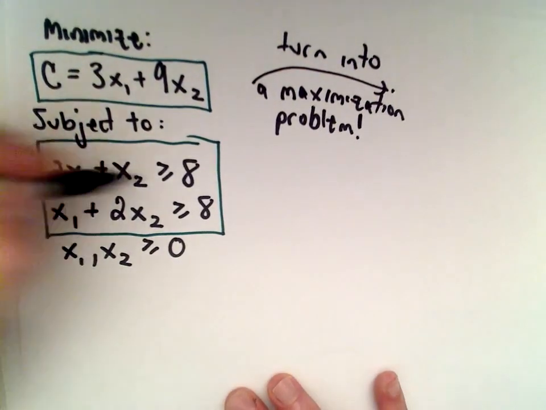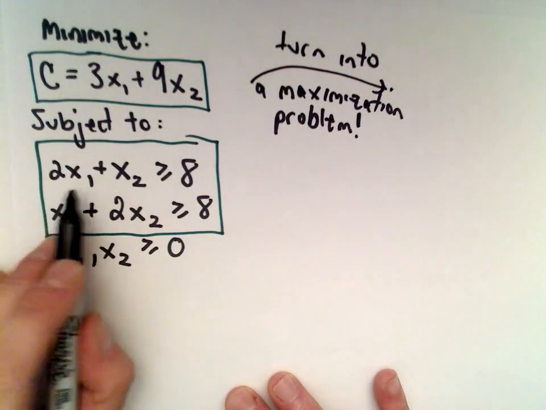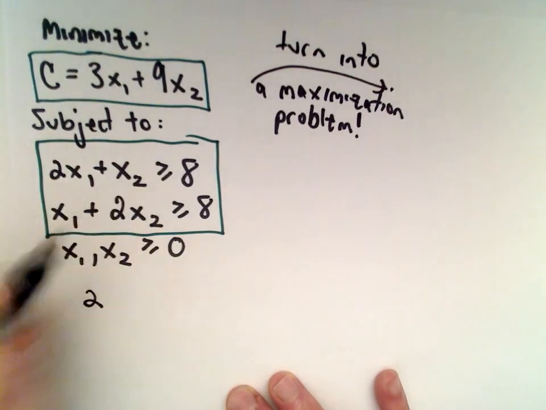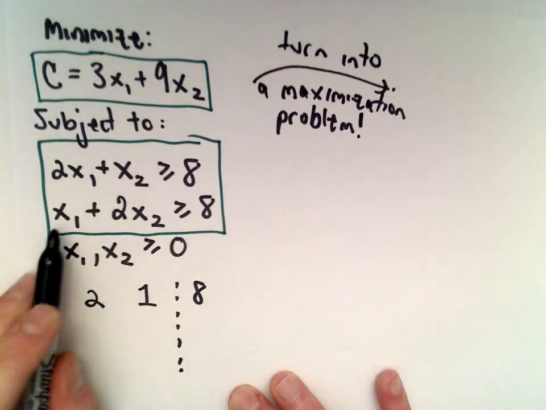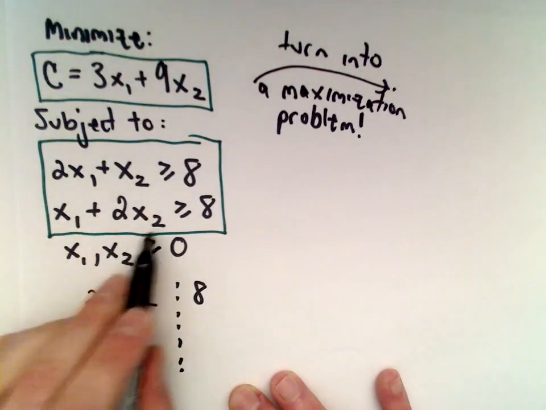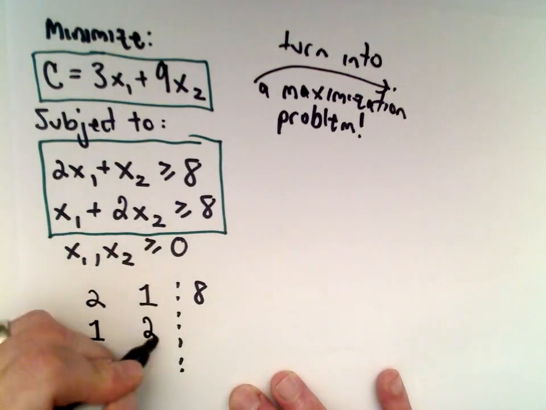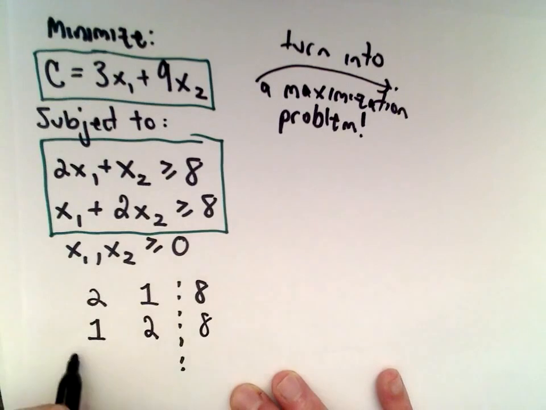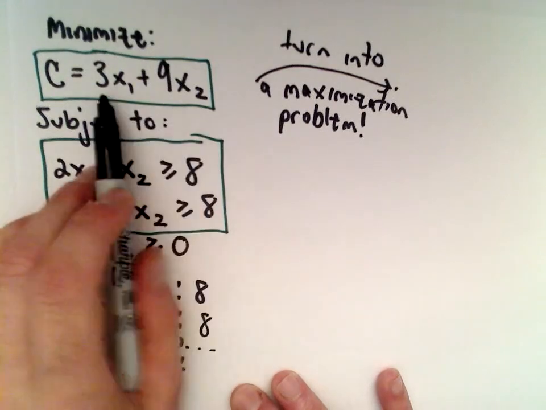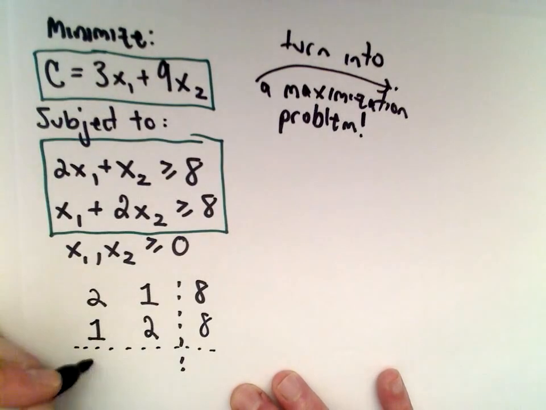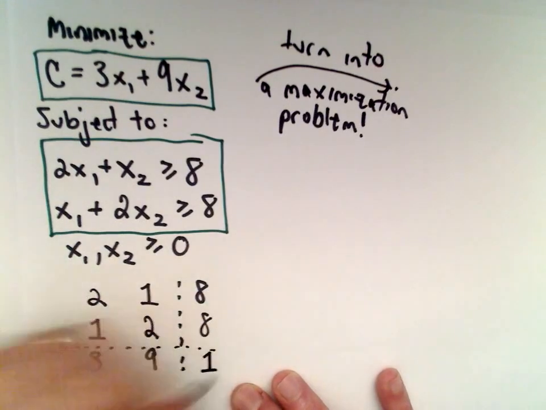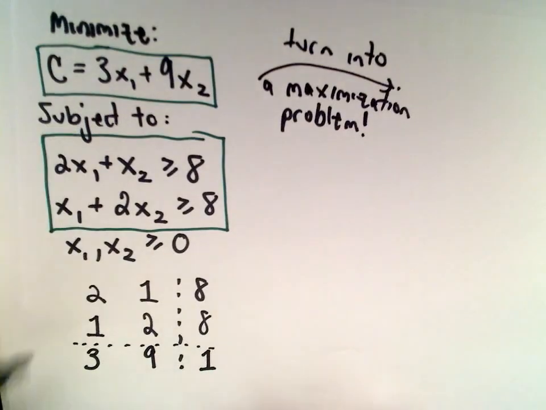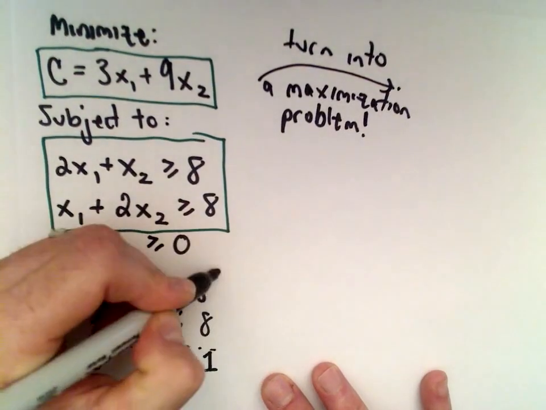The first thing we do is take our constraints and look at the coefficients. So I've got a 2, I've got a 1, and I'm just going to put a little dashed line here. Then I have my constant of 8. In front of x sub 1 in my second constraint, I've got a 1. In front of x sub 2, I've got a 2. Again, I've got another 8. I'm going to put a little dashed line. And now I'm going to write the coefficients from the equation that I'm trying to minimize. So we have 3x sub 1, 9x sub 2, and you'll always just put a 1 down here where the c goes. Okay, so now we've got a matrix.